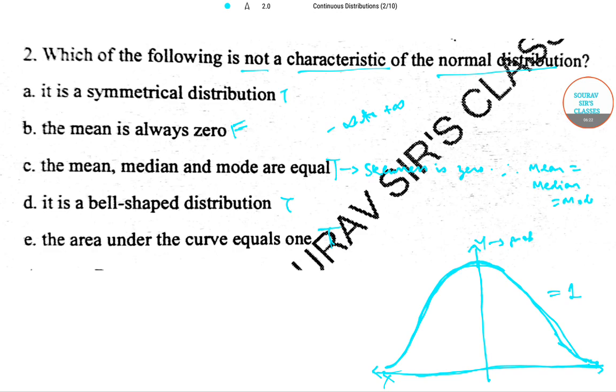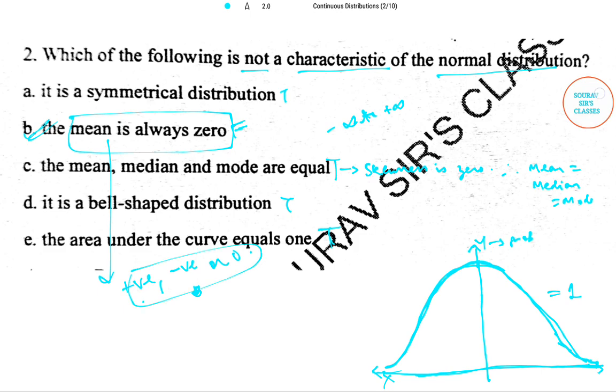So the correct option is option B. The mean is always 0. This is incorrect. This is false. The mean can be positive, negative, or 0. That does not say, however, that when applying the normal distribution to the real world, a negative mean makes sense or is often seen. You will very rarely encounter a negative mean, but it is true. You might encounter a positive mean, 0, and negative. So it can take any of the values, positive, negative or 0.